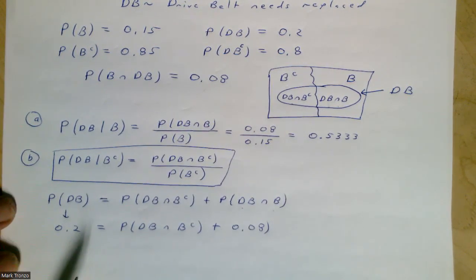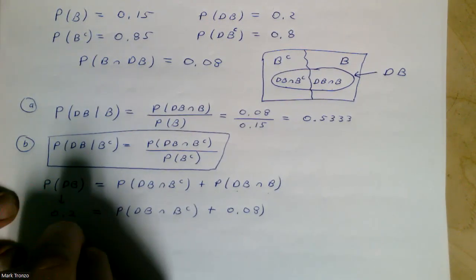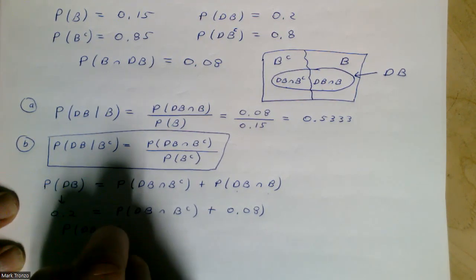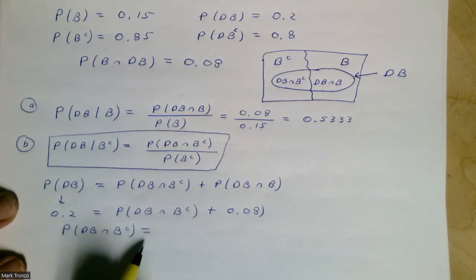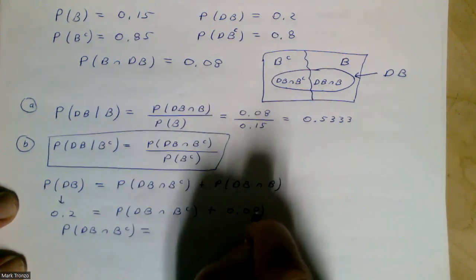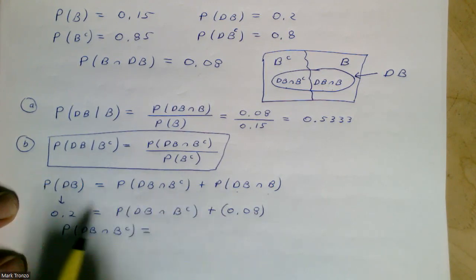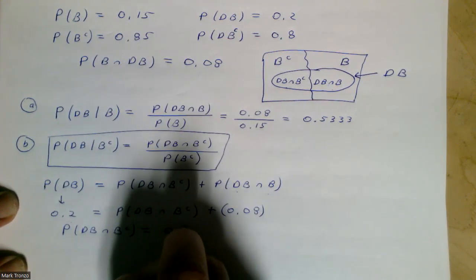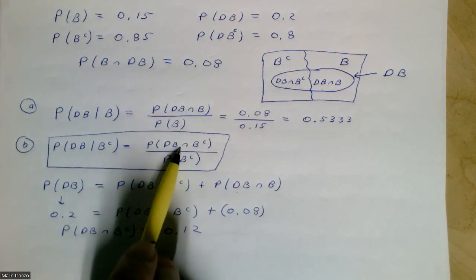And if we solve for this, then this is going to give us the probability of drive belt intersection BC. If we take this minus this, we get 0.12. Now we have this piece of data that we can plug into here.